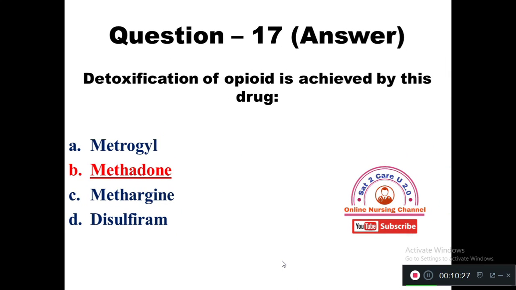Disulfiram is used in the treatment of alcoholism. Metrogyl, it is an anti-helminthic drug, and methargine is used in the OBG, for contraction of placenta, uterus.